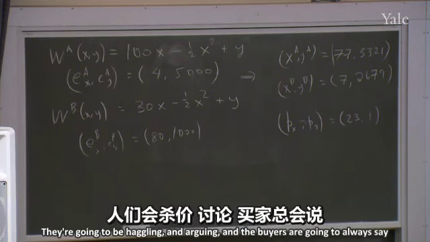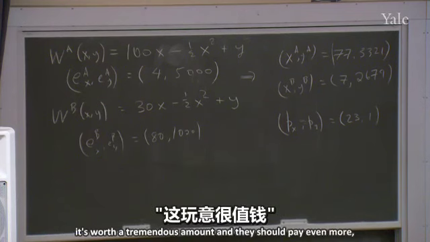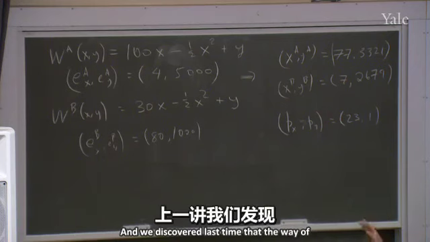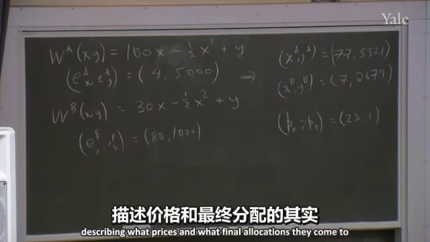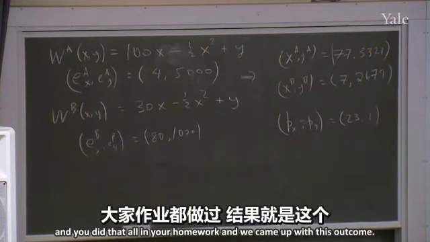They're going to be haggling and arguing, and the buyers are going to always say the stuff's not worth very much, and why should they pay so much? And the sellers are going to say it's worth a tremendous amount, and they should pay even more. And eventually they're going to come to prices. And we discovered last time that the way of describing what prices and what final allocations they come to is by writing down a system of equations. And you did that all in your homework, and we came up with this outcome.